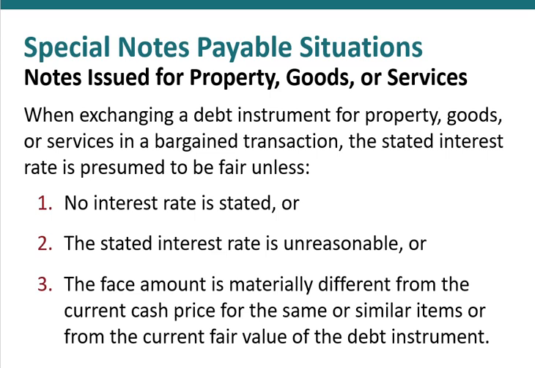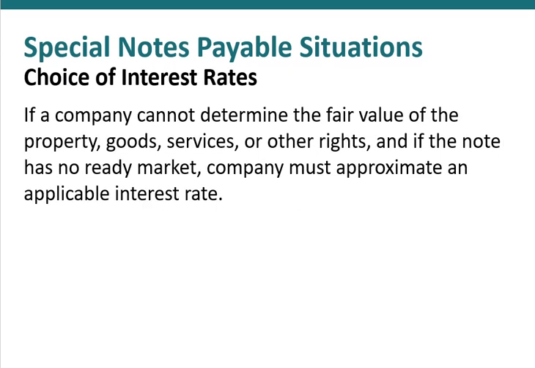Now, if one of these conditions holds and we presume that the interest rate stated in the note is not fair, what do we do? The first thing we would do is try to determine the fair market value of the goods or services we've received. And if we can't do that, and the note has no ready market value, then we're going to have to approximate an applicable interest rate, or what we call impute an interest rate.